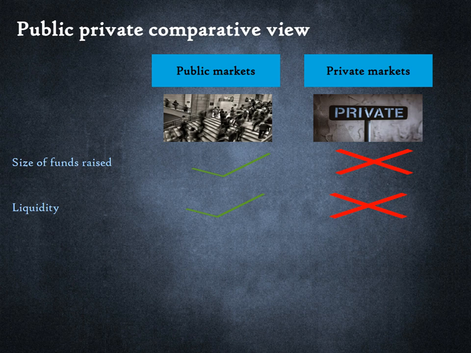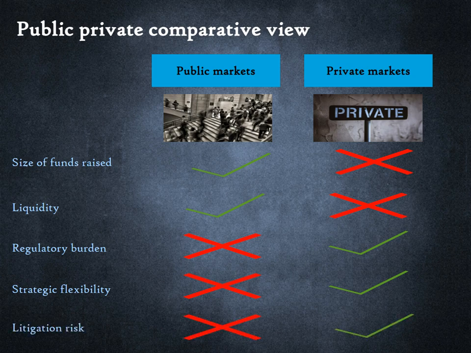The disadvantage of accessing public markets is the higher regulatory burden. An issuer that is raising funds only from qualified investors in private markets is exempt from many regulations. Public market investors are often looking for short-term returns and thus may reduce the strategic flexibility of the company in taking long-term decisions. Finally, companies accessing public markets face litigation risk from security holders on charges of material misstatements and omissions.